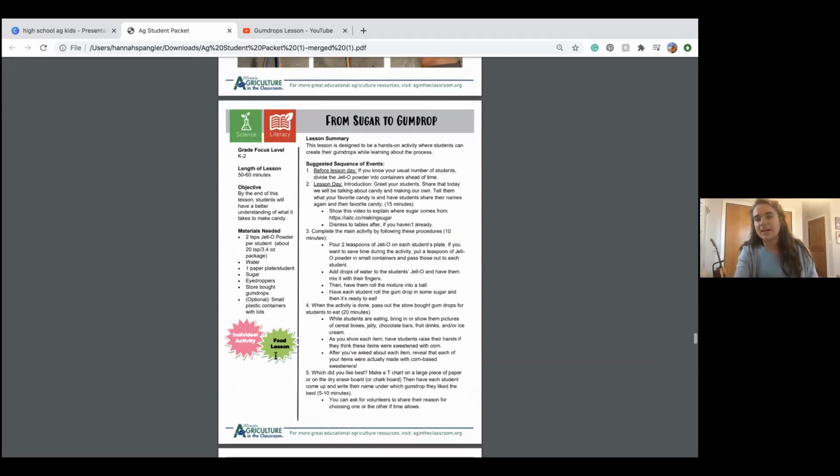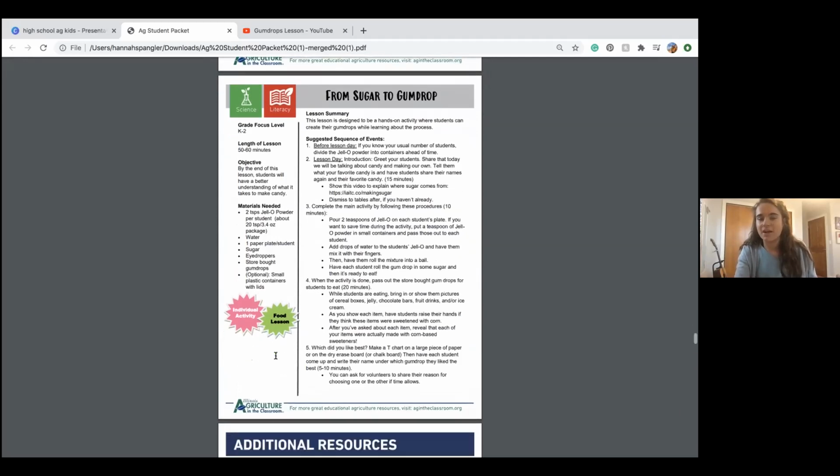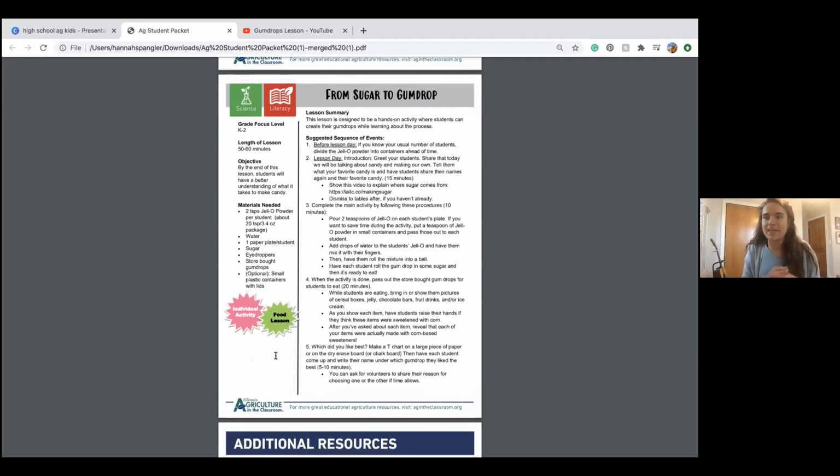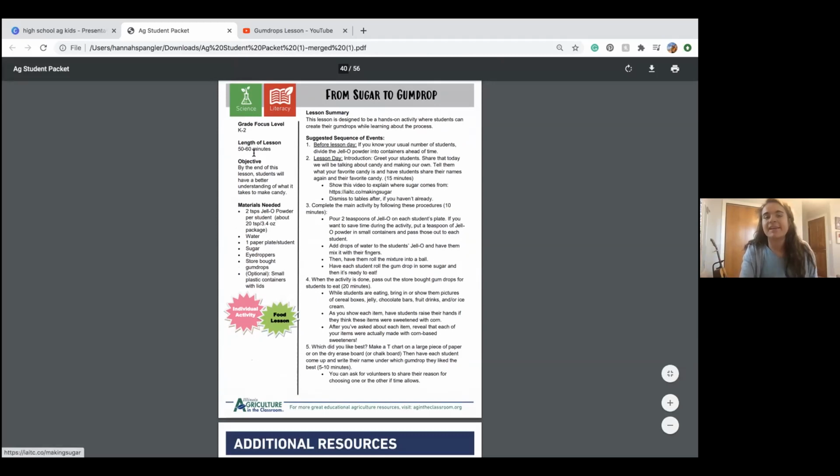And then this one is also a food lesson. And so they know right away that they're going to be making something that they can eat. And then this shows the grade focus level. So it's just K through 2 for the specific lesson. And then the lesson is about an hour.